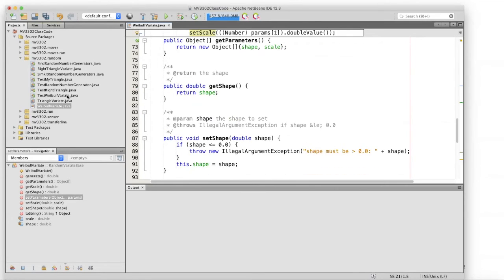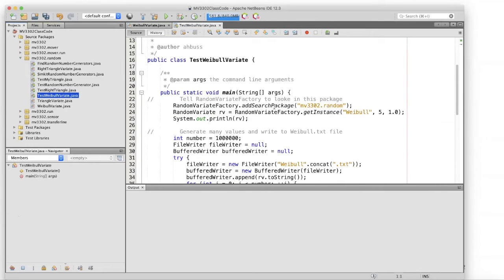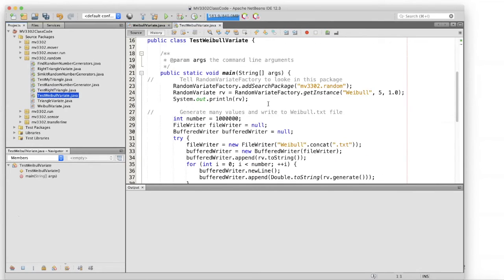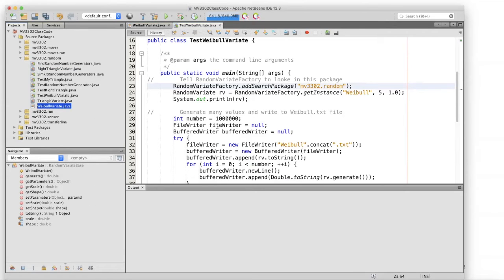So here's how we are going to test it out. Notice that the convention is that if you say variate, then that's something that the random variate factory kind of understands. It actually is not necessary, but it's strongly encouraged. So here was our right triangle variate from yesterday. Here's the Weibull variate that I just wrote here. And if I just say Weibull but leave variate out, then the random variate factory is good enough for that.